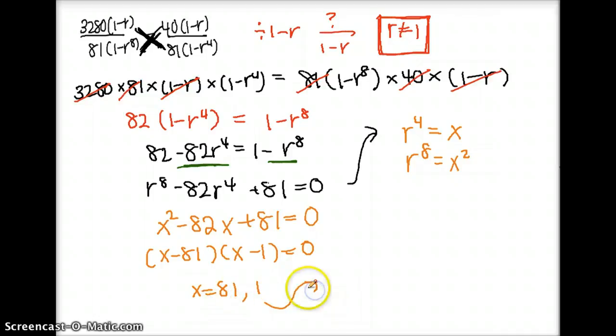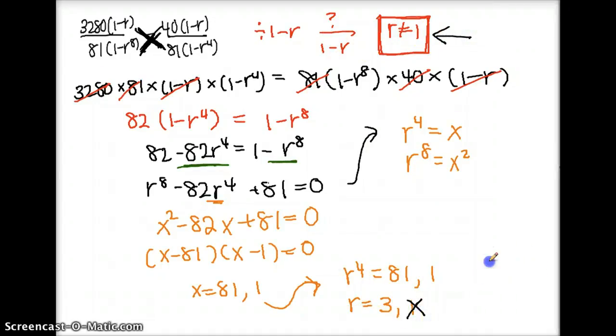But remember, we're not trying to solve for x, we're trying to solve for r, so I have to substitute r back in here. So I have r to the power of 4 equals 81 and 1. When I solve for this, I get r equals 3 and 1. But remember from before that r can't equal 1. So I'm going to cancel that out, and in the end I get r equals 3. So since I'm running out of time here, I'm going to continue this in the next video.